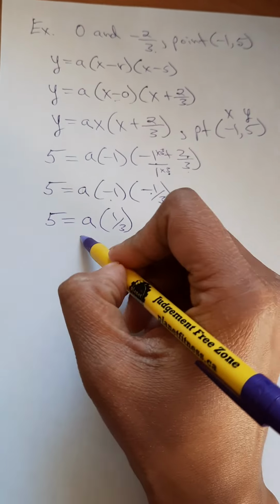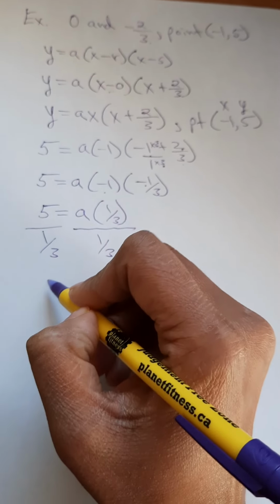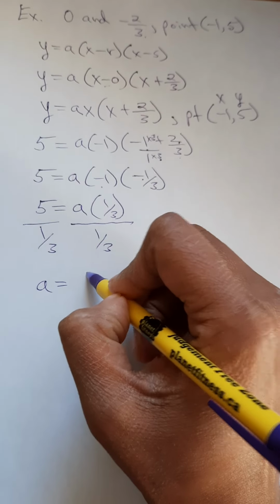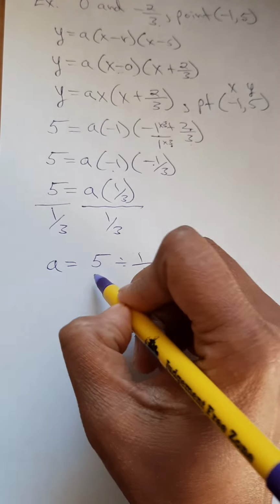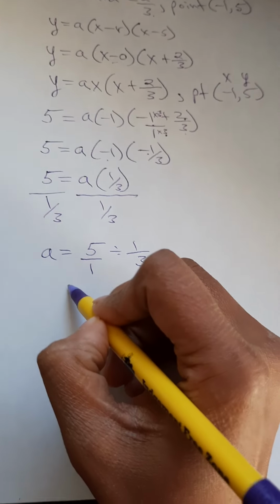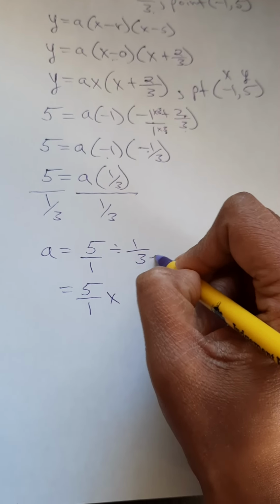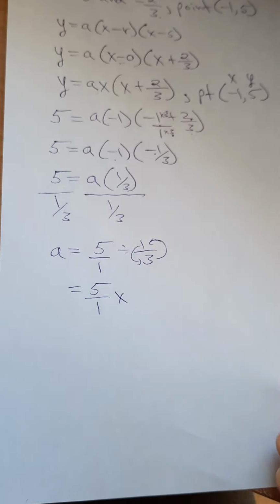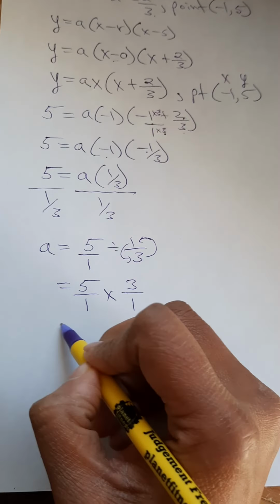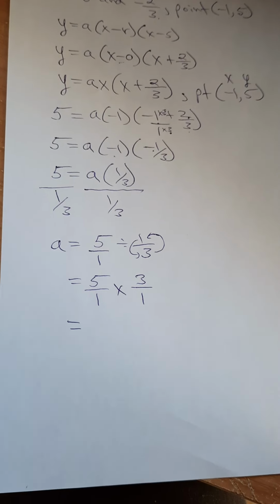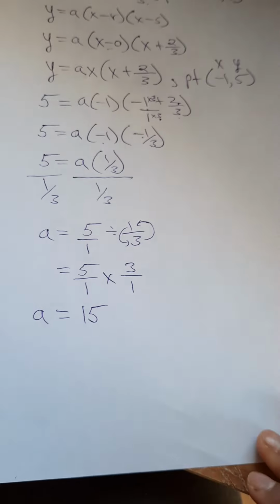I'm going to divide by 1 over 3 on both sides. And I'm just going to show you how I'm doing that. So 5 divided by 1 over 3. And this is 5 over 1. So just like when you're dividing fractions, you change it to multiplication. And I'm flipping over the second fraction. So instead of 1 over 3, it's going to be 3 over 1. Everyone see that? So this is basically 5 times 3. So a is equal to 15.